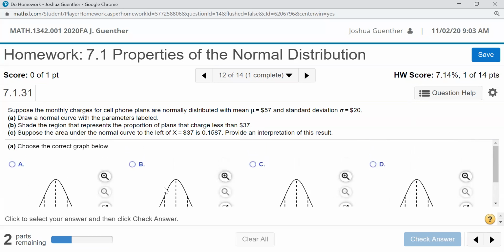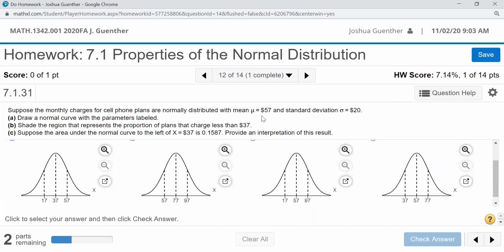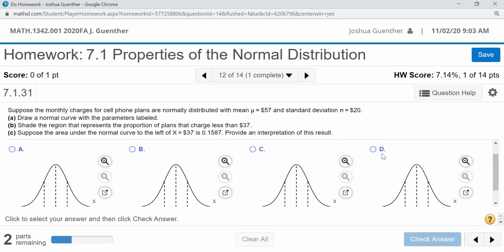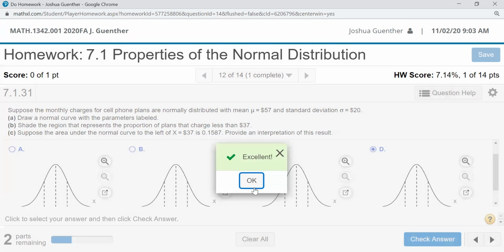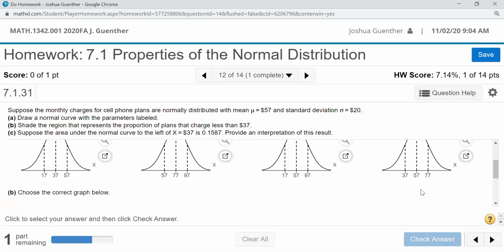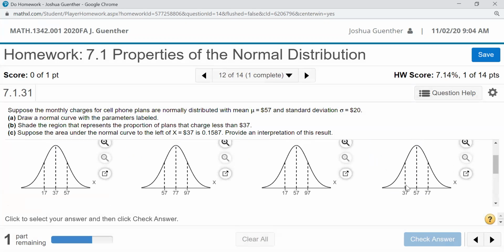If we want to be within one standard deviation, well, 57 minus 20 is 37. 57 plus 20 is 77. 57's got to be the middle value because it's the mean, so this would be the curve for it. The one with 57 in the middle and one standard deviation below, one above.